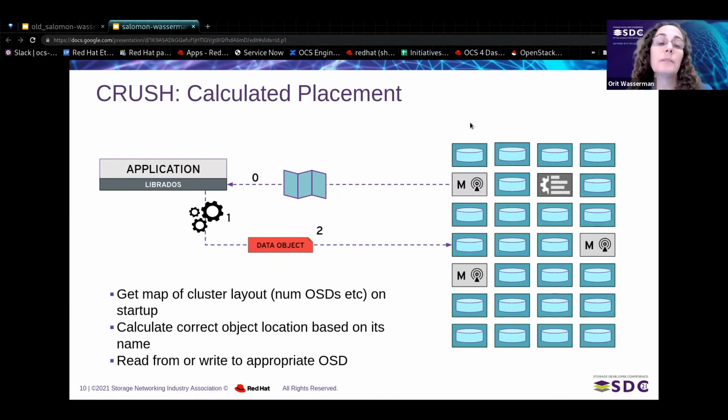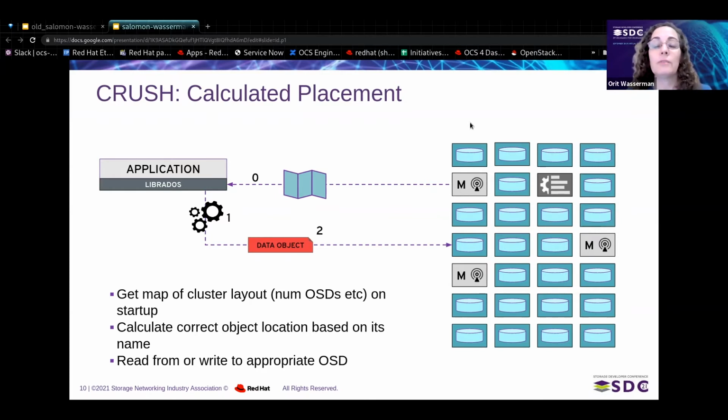Ceph uses calculated placement called CRUSH. And CRUSH is a very important part of Ceph, as it makes sure that the data is distributed uniformly across the cluster, and also it can support failures, as CRUSH is topology aware. Because it's calculated placement, we don't need a lookup server, and every client can calculate the placement itself.